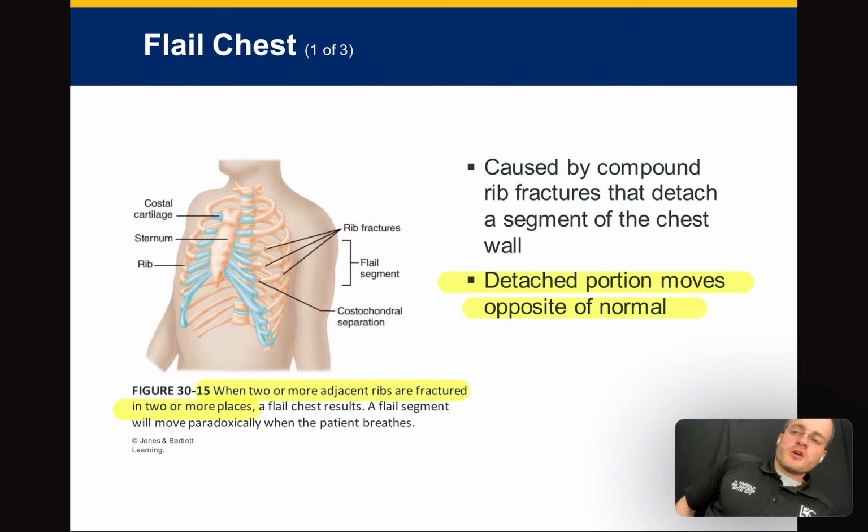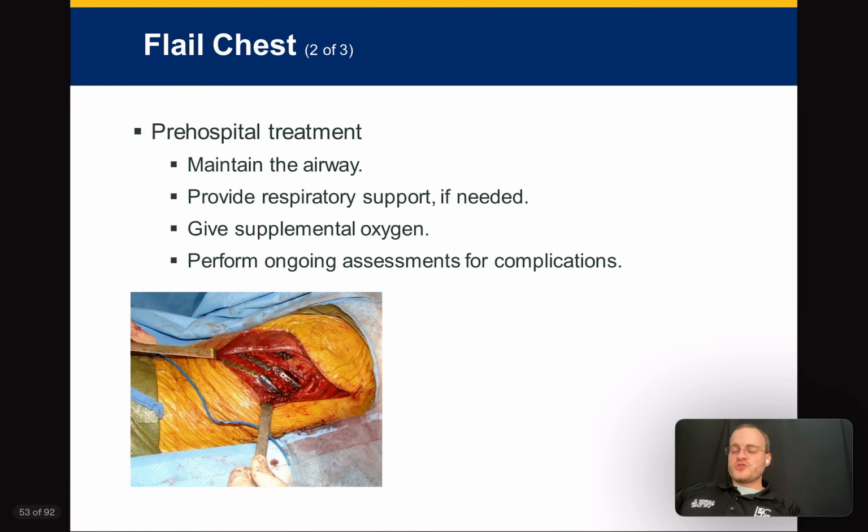And so what happens in a flail chest is you can't do that sometimes when they're large, and you have to go in there and add hardware and bolt them into place, basically. And so the treatment for a flail chest is maintain the airway, provide respiratory support if needed. Again, if they tell you the patient's breathing 8 times a minute and shallow, or even 8 times a minute with a flail chest, you need to ventilate them. Give supplemental oxygen, and perform ongoing reassessments.